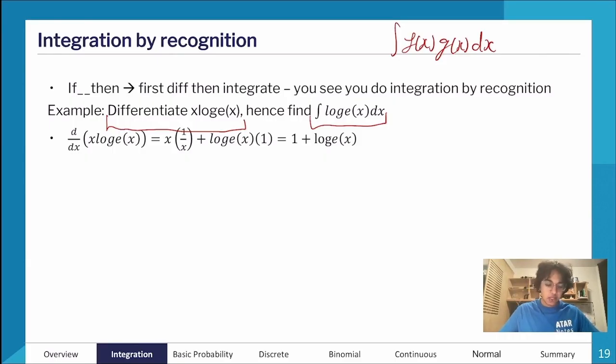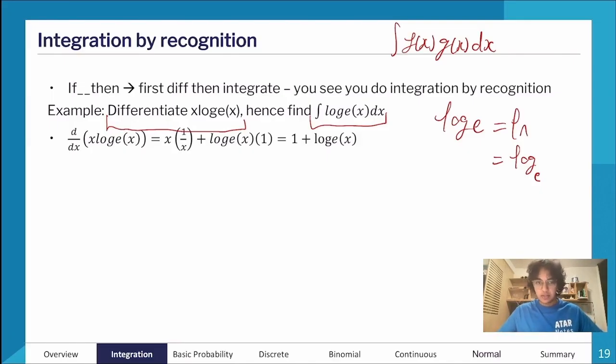So we're first going to differentiate x log base e of x. I think it's just the formatting, but this should have just been natural log or log base e. Okay, hopefully that's not confusing anyone. Okay, so we're going to take the derivative of x log e of x.